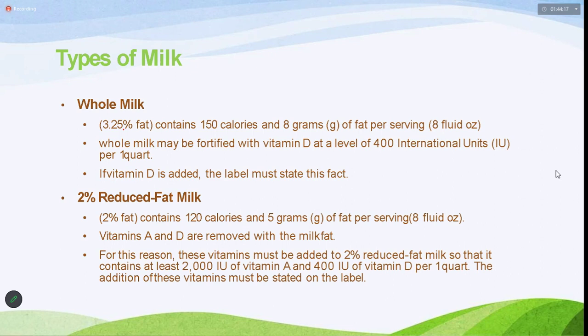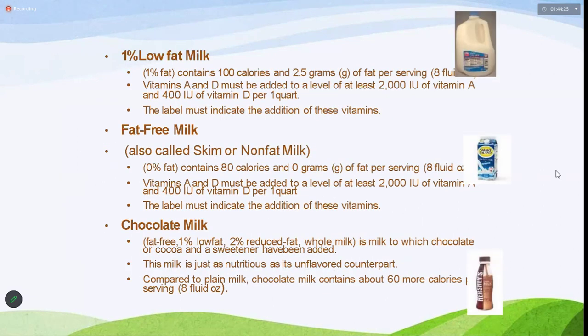The second product is reduce fat. Some customers prefer to use less fat, so we reduce the fat. Then low fat, then fat free, non-fat. Each product has a range. Flavored milk like chocolate, vanilla, strawberry, different flavors.